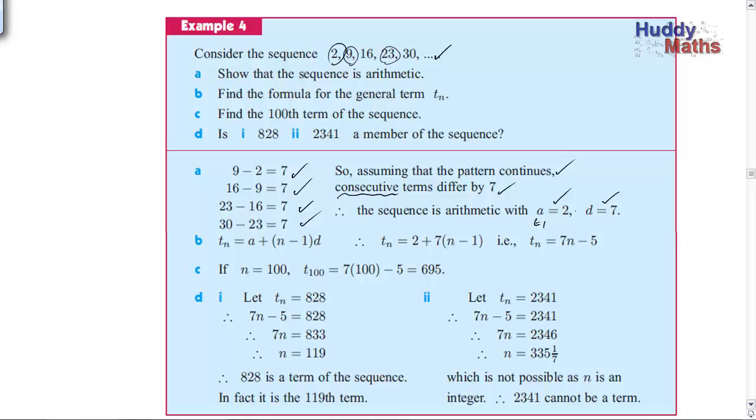is 7. What about the formula? We know for any arithmetic sequence following that pattern, Tn is a plus (n minus 1)d. Here a is 2 and d is 7, so (n minus 1) times d. And they put it there so that you can expand this and simplify it down to 7n take 5. That's more convenient, isn't it?